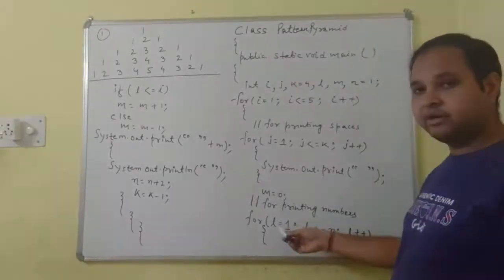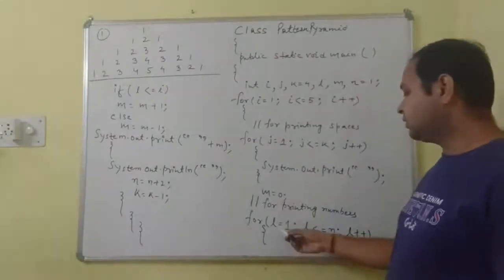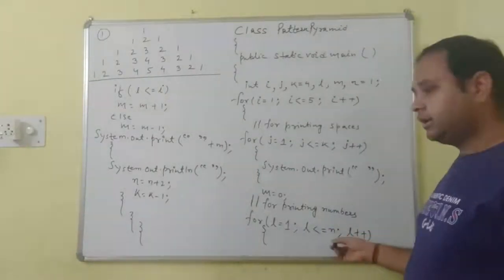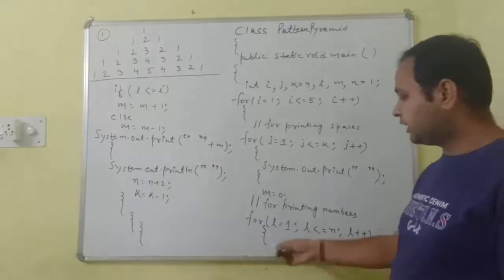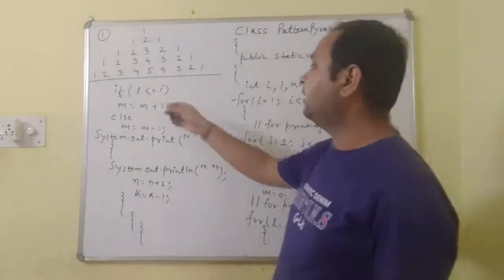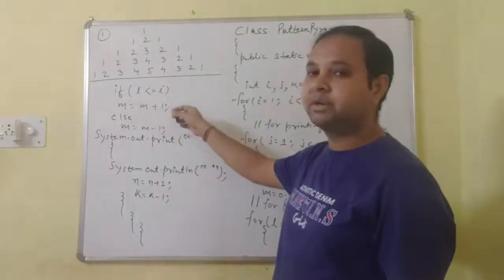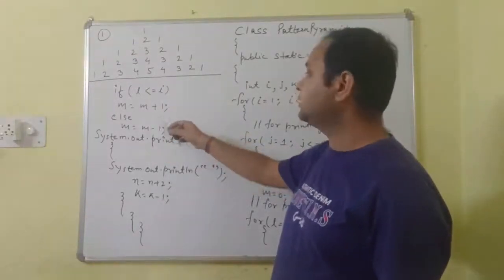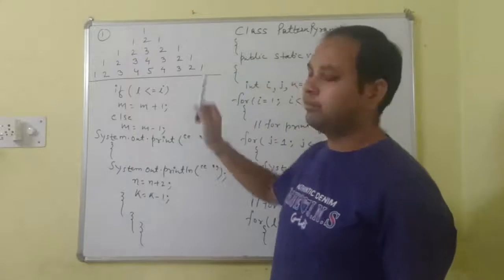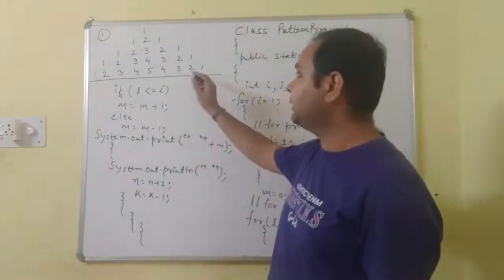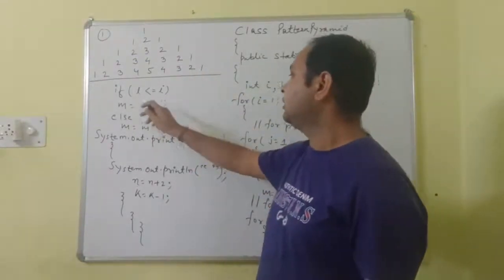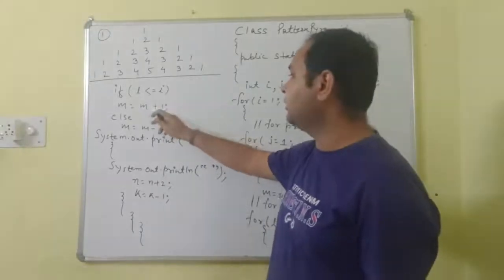So I have taken a variable l to run the loop. l equals 1, l less than or equal to n, l plus plus. Curly bracket open. If l value is less than or equal to i, then m equals m plus 1. So I am basically printing the value of m. So m value will be printed these numbers. So if it is less than or equal to i, then you print m.